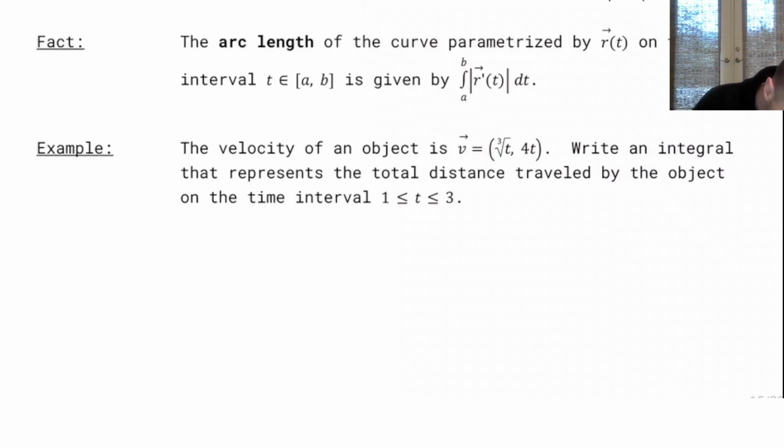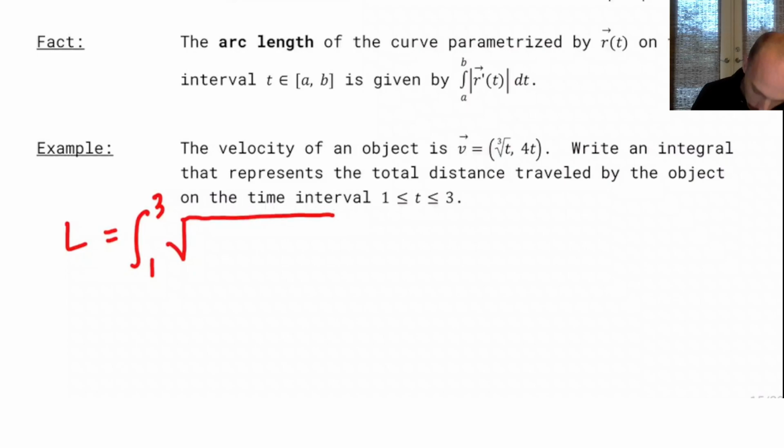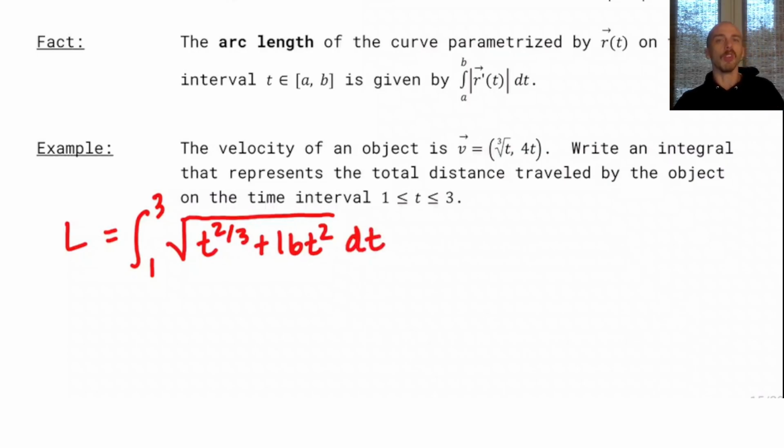Okay, so what we'll do is we'll say, remember that the total distance traveled is like the arc length. It's going to equal the integral from t equals 1 to t equals 3 of the square root of x prime of t squared plus y prime of t squared. All right, so the cube root of t squared would be t to the 2/3. And then 4t, if I squared that, that would be 16t squared dt. Okay, that's the total distance. It's also the length of the curve.